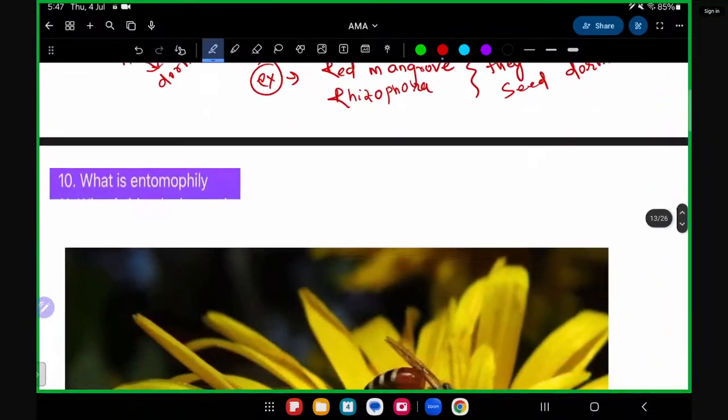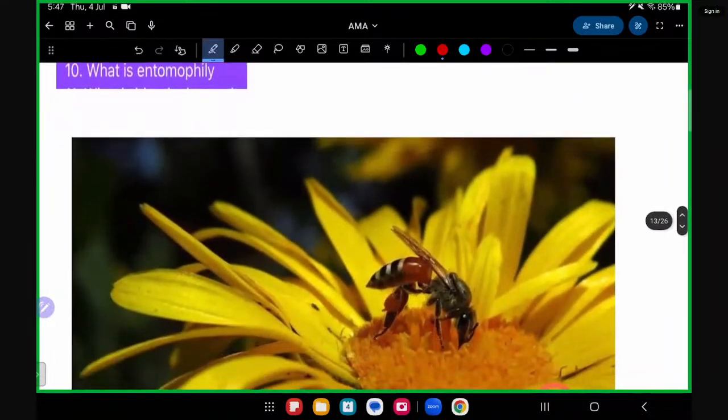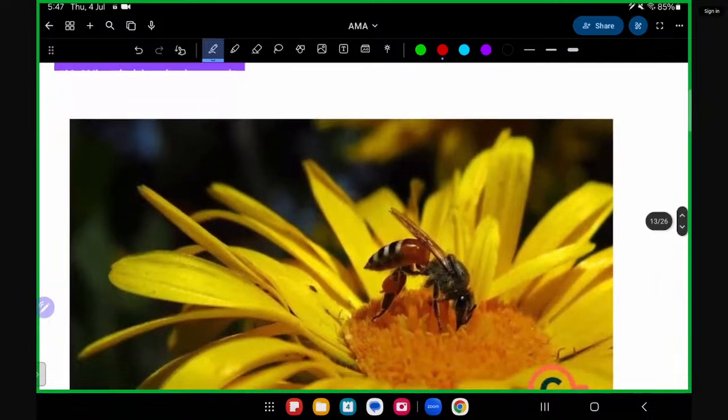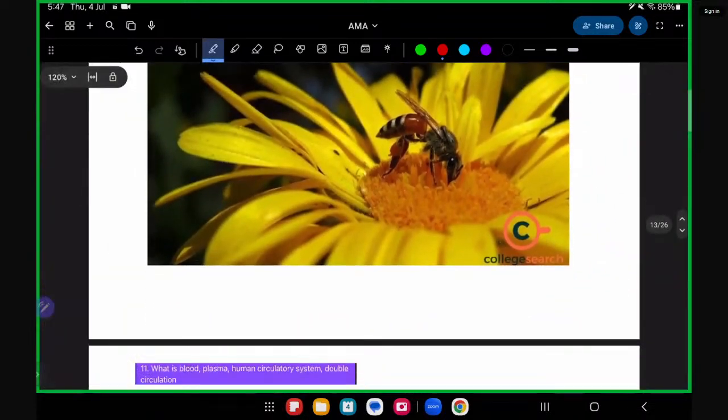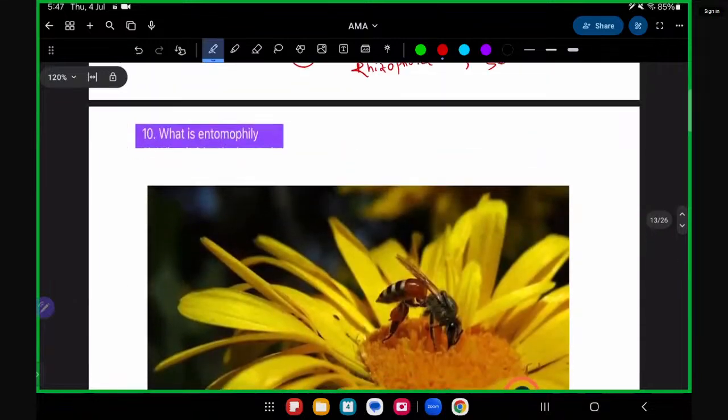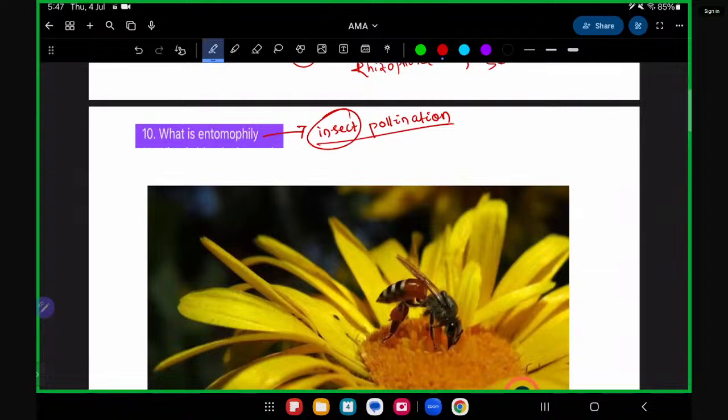Next up we have, what is entomophily? As you can see from the picture, entomophily is insect pollination. That means the pollinating agent is insect. Entomophily means insect pollination. That is, insect is the pollinating agent.